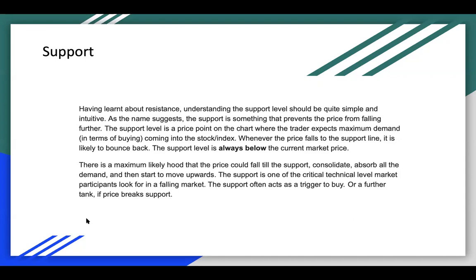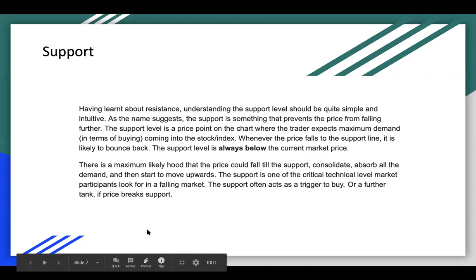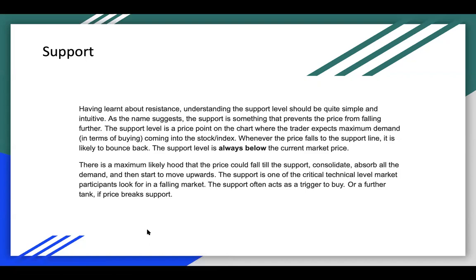Remember, the reason why I'm always talking about supply and demand is because that's how the market operates. If there's a lot of demand, the stock price will go up. If there's more supply than demand, then the price will go down. Everything in the stock market moves by people buying into stuff. The support often acts as a trigger to buy. If the support breaks down, then that's a trigger to short the market, to short whatever stock you're looking at.